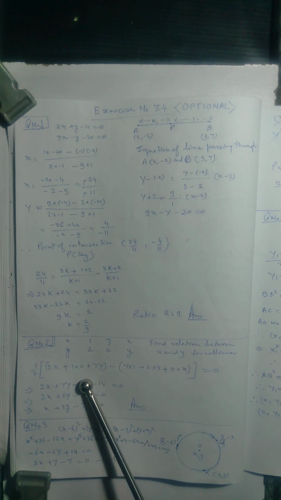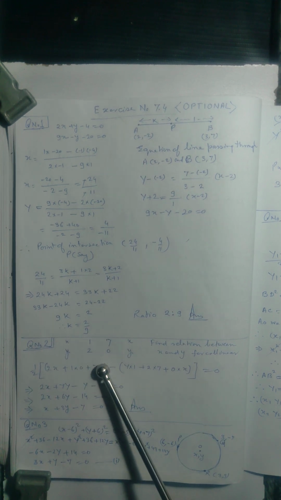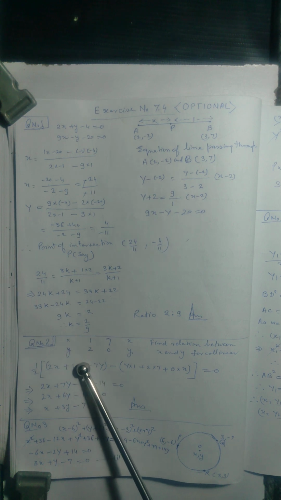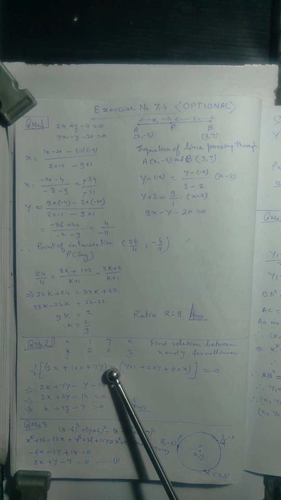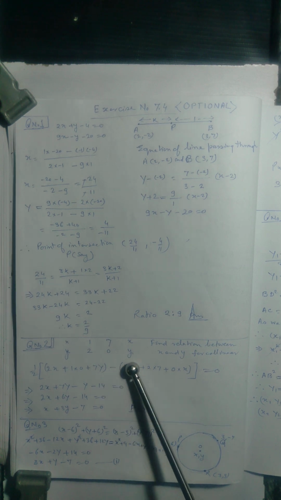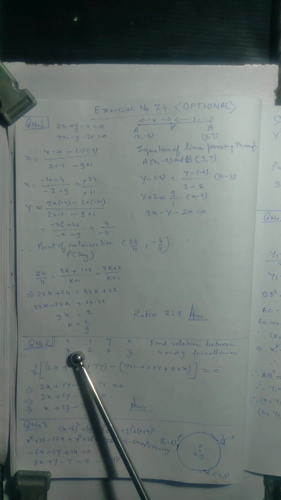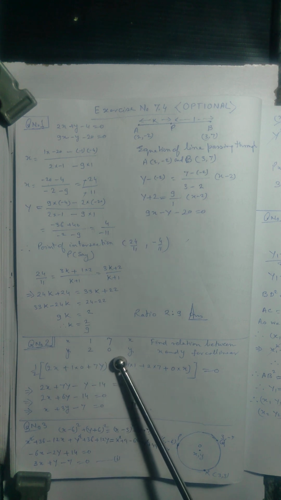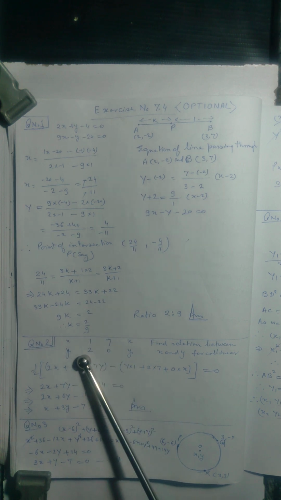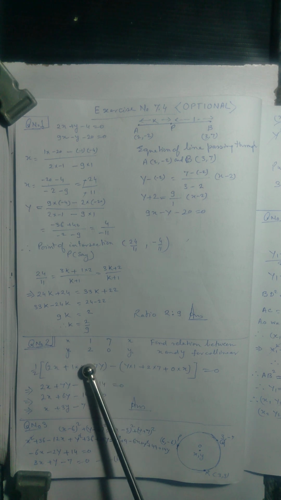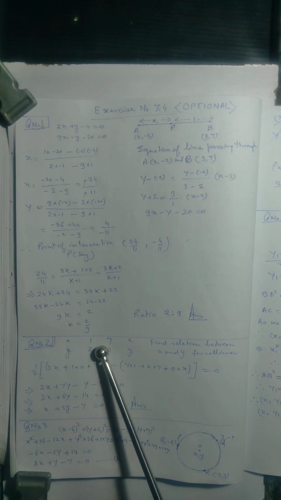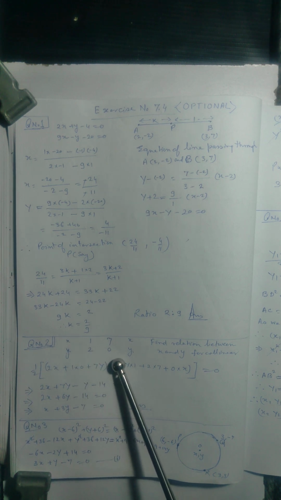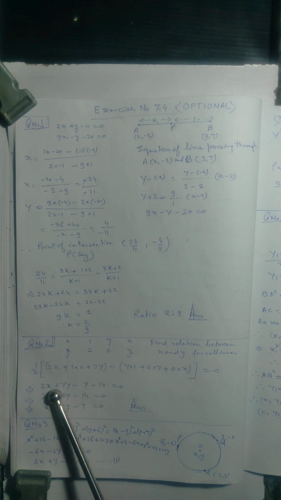Now proceed to question number 2. There are three points (x, y), (1, 2) and (7, 0), and we have to determine the relation between x and y if these points are collinear. If these points are collinear, it means that the area of the triangle formed by these three vertices will be equal to 0. So let us proceed.